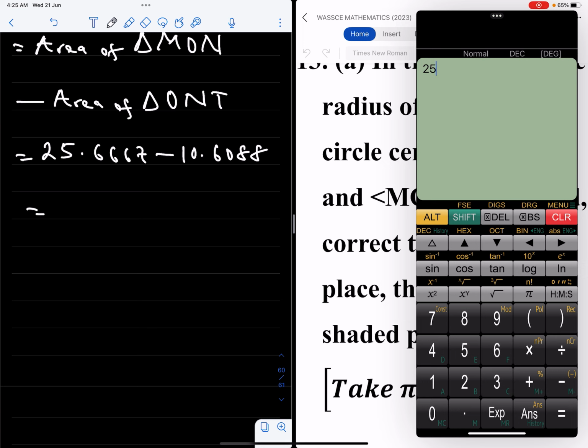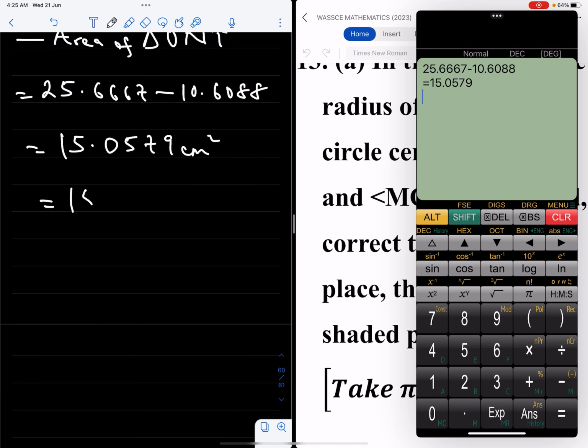25.6667 minus 10.6088 is equal to 15.0579 centimeters squared. And they said we should give the answer correct to one decimal place, and that's 15.1 centimeters squared to one decimal place.